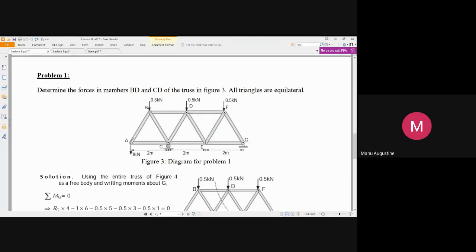Now, another thing I would like to remind you, or rather it is a part of recapitulation itself. What is involved in the analysis of joint A? For example, if I come to joint A, this is an unknown force, this is an unknown force. So I'm analyzing joint A. What do I do at joint A so that I get these two forces? Basically, I'm doing nothing new.